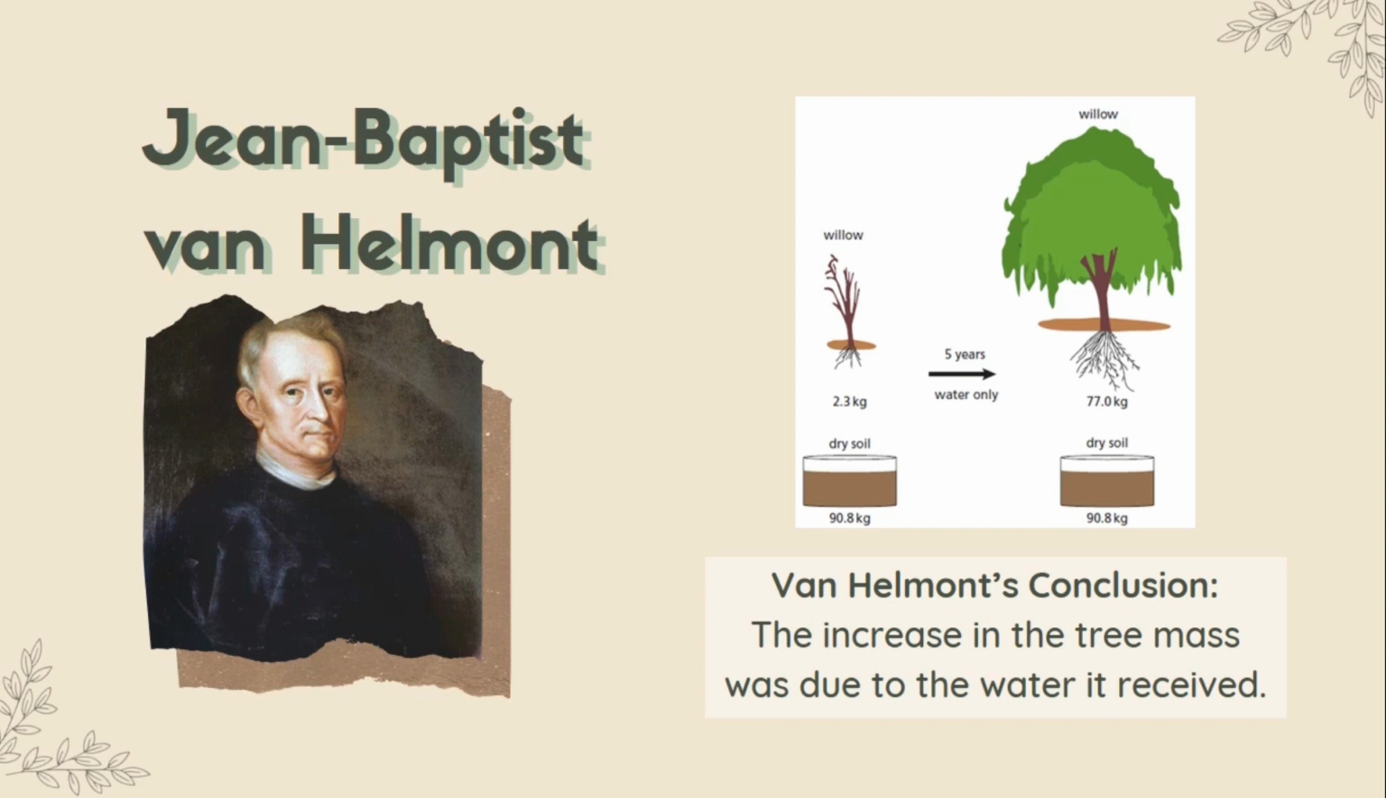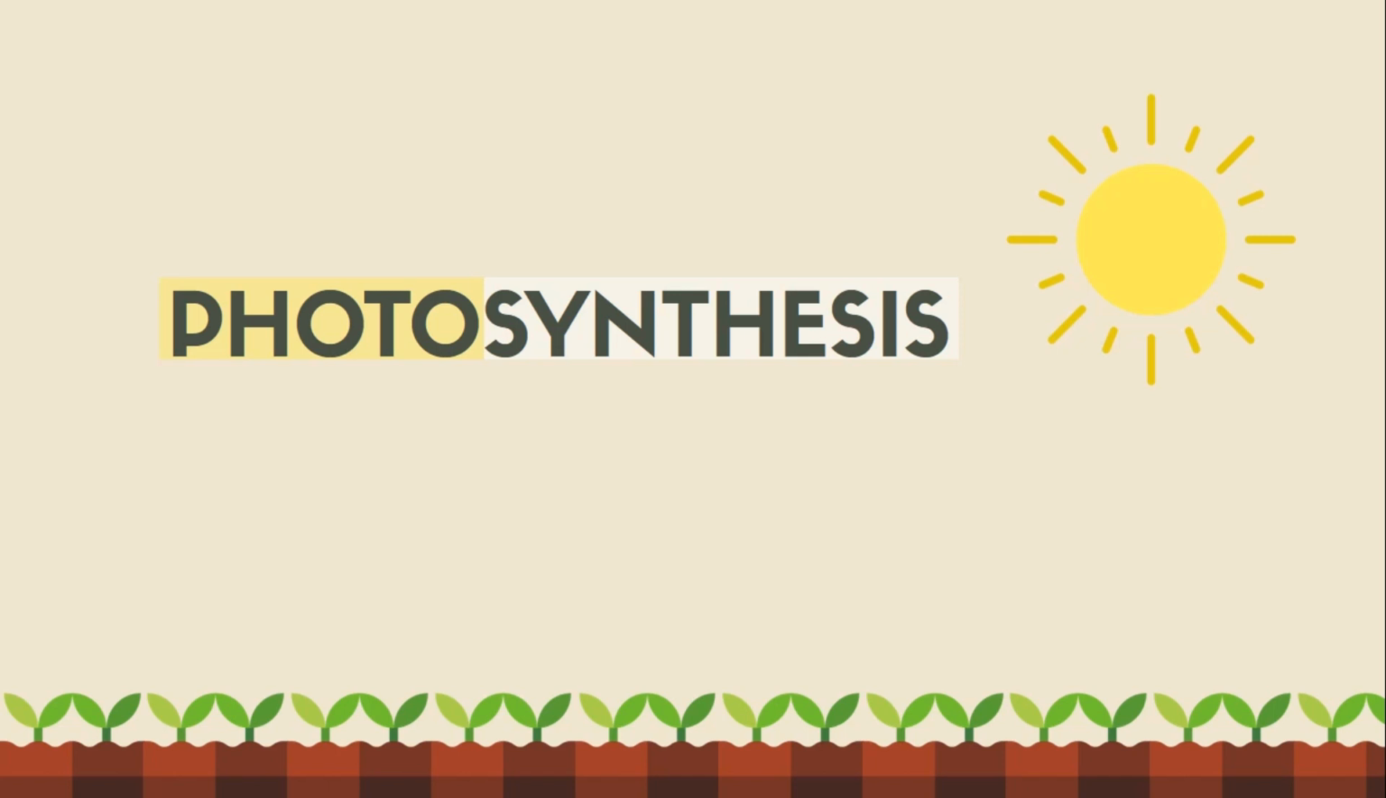However, van Helmont was unaware that plants also take in mineral salts and carbon dioxide, or that they use light as a source of energy, and that plants can actually produce their own food through a process called photosynthesis. And because plants can produce their own food, they are called autotrophs.